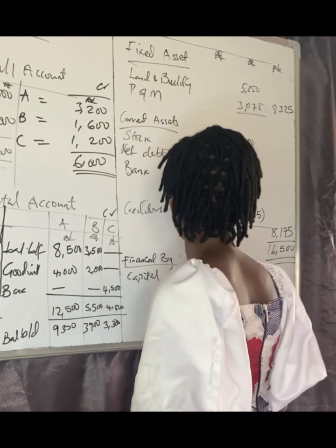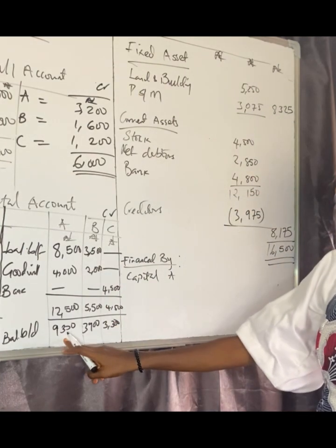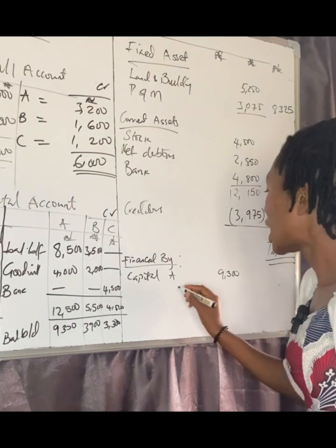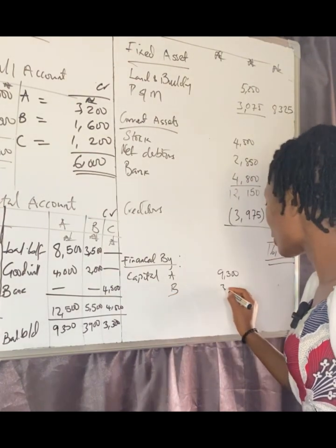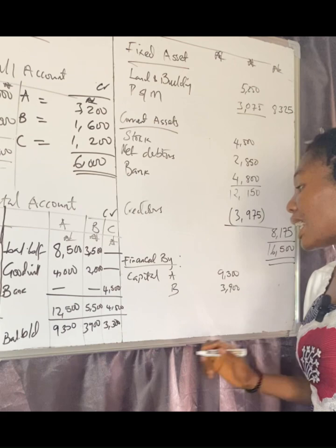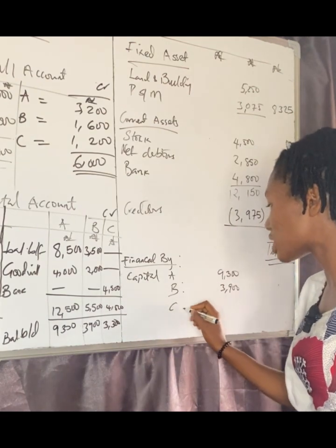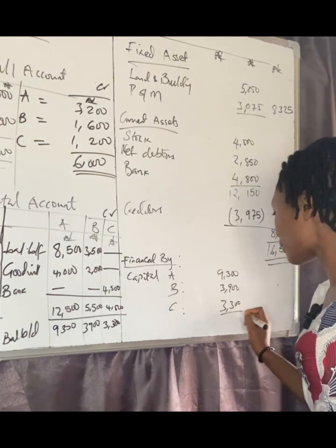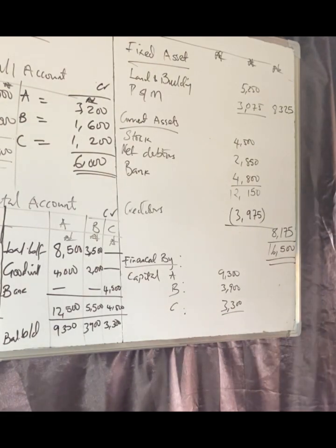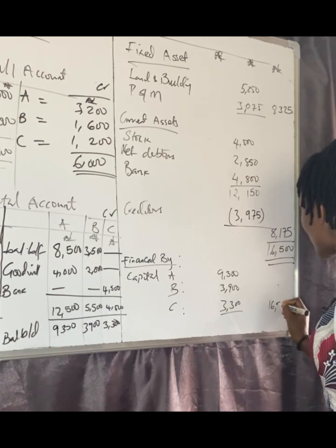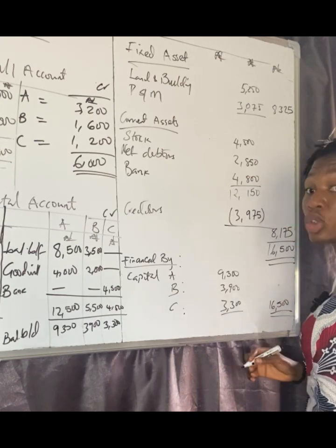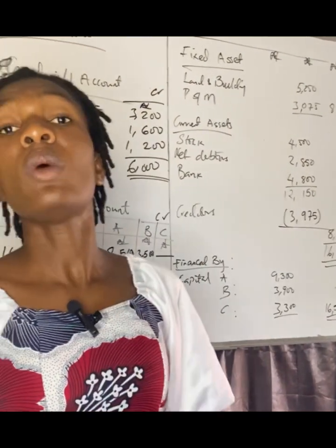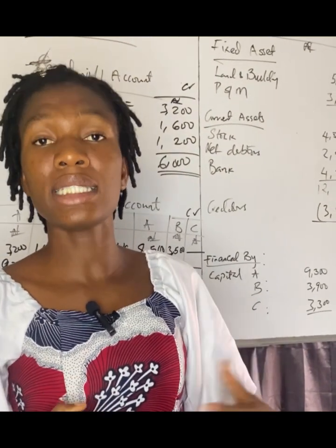So for A, after making our adjustment, our balance brought down is 9,300 naira. Our balance brought down for B is 3,900 naira. And then lastly, our balance brought down for C, that's our capital balance, is 3,300 naira. So when we add this, we'll have the same 16,500 naira. So this is how we prepare our accounts, or the steps we follow when goodwill is not retained in the books of accounts.